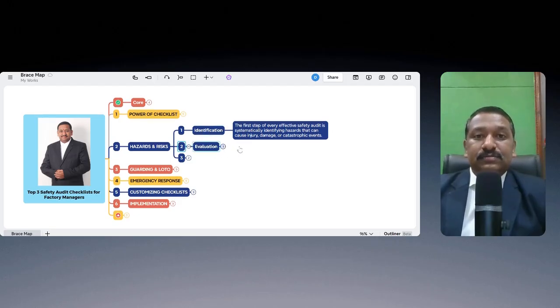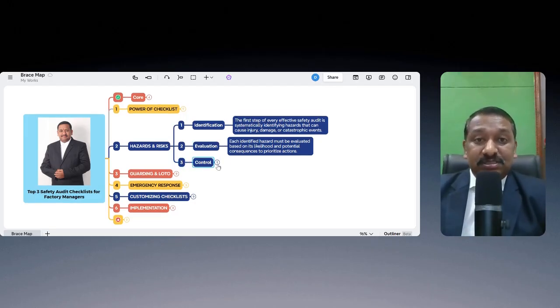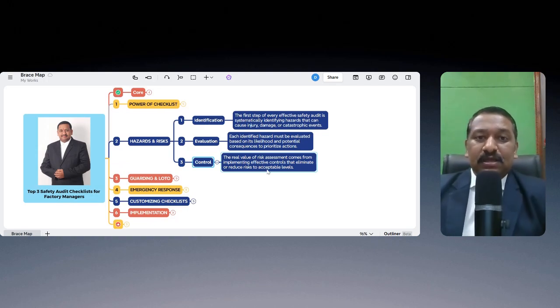Second is evaluation. Each identified hazard must be evaluated based on its likelihood and its potential consequence, and actions prioritized. Evaluating every hazard and risk is very important, because risks and hazards differ across processes, stages, and steps. The third aspect is control. The real value of risk assessment comes from implementing effective controls that eliminate or reduce risk to acceptable levels. So control measures are the key success parameters in hazard and risk assessment.